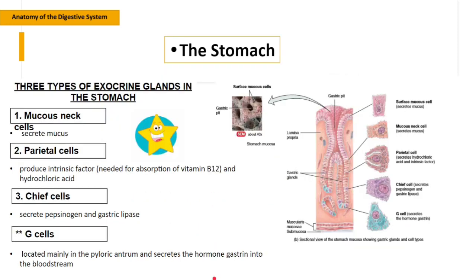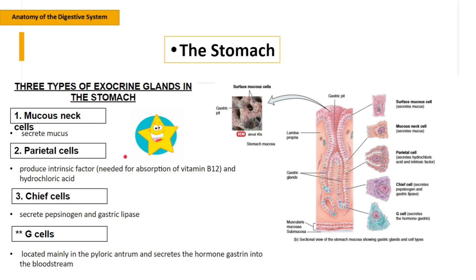Okay, inside the stomach pa rin, there are three types of exocrine glands in the stomach. These exocrine glands secrete specific substances that are important both in the digestion process and the specific function of the whole digestive system. Number one is our mucous neck cells. Here are the mucous neck cells. They secrete mucus. I repeat, mucous neck cells of our stomach secrete mucus.